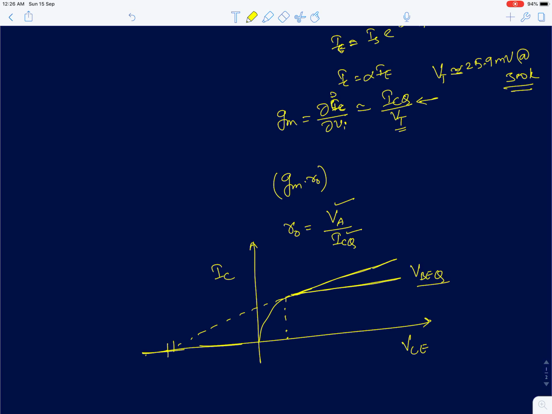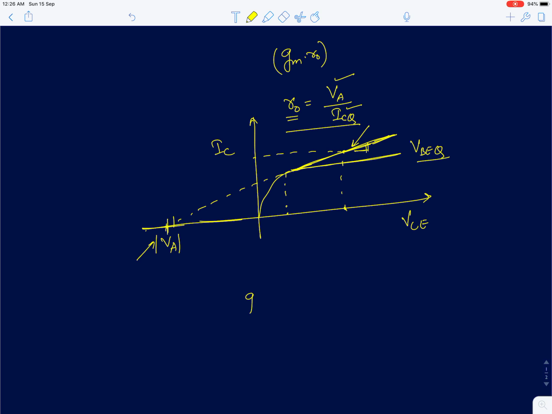We can extrapolate the point where it intersects. The magnitude of that point is called the early voltage VA, and r naught is defined as the slope of this line. For a given collector quiescent current, we can define what the r naught value is. When you use this common emitter configuration as an amplifier, you are obviously going to use it in the active region, and the slope is going to be constant throughout this region, assuming it is increasing linearly. So from that we can say what r naught is.